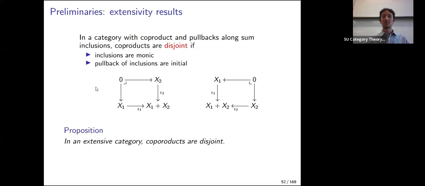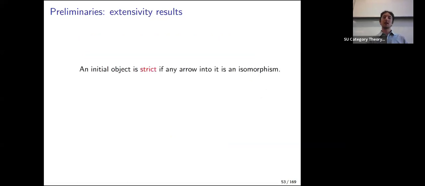Okay, now it turns out that in any extensive category, coproducts are always disjoint. An initial object we say is strict if any arrow into it is an isomorphism. And it turns out that in an extensive category, initial objects are always strict.